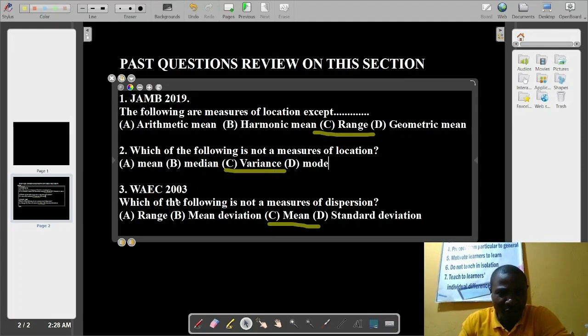And finally, for the past question review on this section, this is WAEC 2003, I think about question 50. It says, which of the following is not a measure of dispersion? The average, mean deviation, mean, and standard deviation. And our answer in this case is mean, as mean is a measure of central tendency or a measure of location.